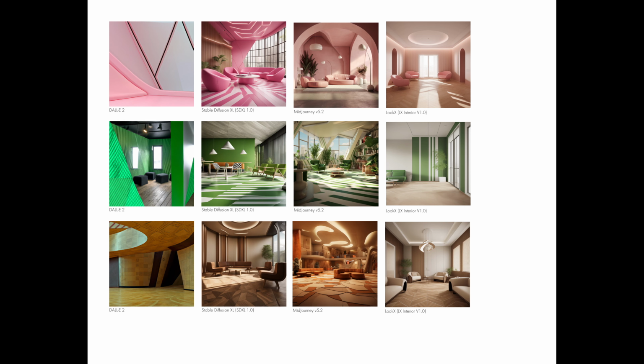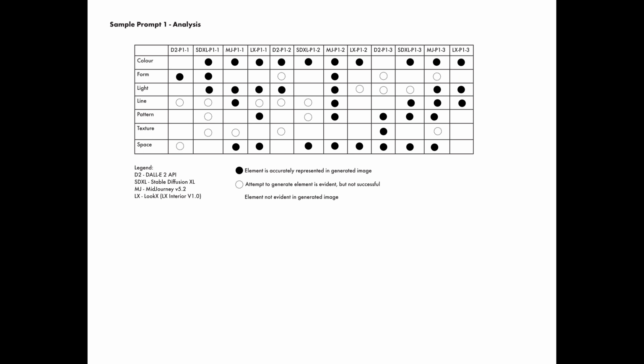So just to show you, this is all the samples from the first prompt. So prompt 1 using sample 1, sample 2, and sample 3. Now you've seen that we were able to go through each one of those images, and we look at 3 different things here. Is that element accurately represented in the generated image? Or was there an attempt to generate the element but was not successful? Or was the element not evident at all in the generated images? And we're going to go through this fairly quickly here.